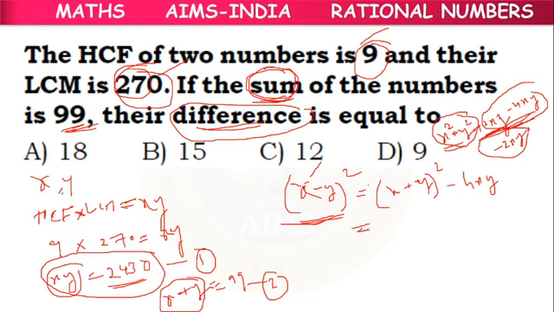Now let's substitute values. X plus y value, how much? 99. 99 whole square minus 4xy. 4 into 2430. 99 whole square means how much, children? 99 into 99.